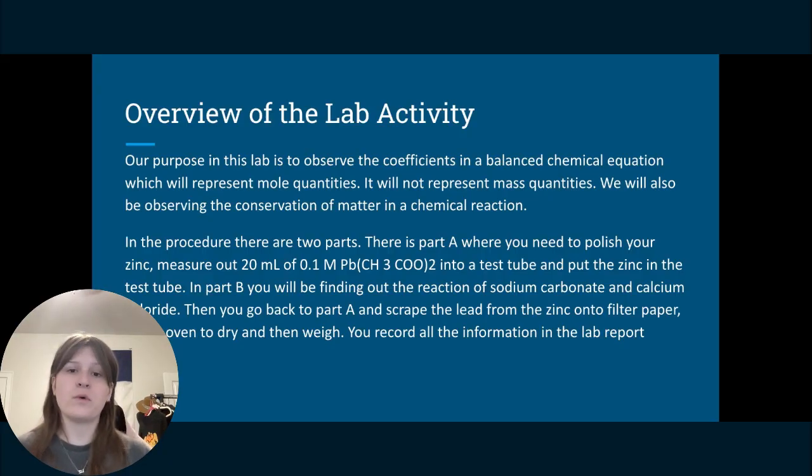In the procedure, there are two parts. There's part A, where you need to polish your zinc, measure out 20 milliliters of 0.1 molarity lead solution into a test tube, and put the zinc in the test tube. In part B, you will be finding out the reaction of sodium carbonate and calcium chloride, and then you will answer some questions about part B. Then you go back to part A and scrape the lead from the zinc onto filter paper, making sure to not leave the lead in the test tube. Put it in the oven to dry, and then weigh the filter paper and the lead.